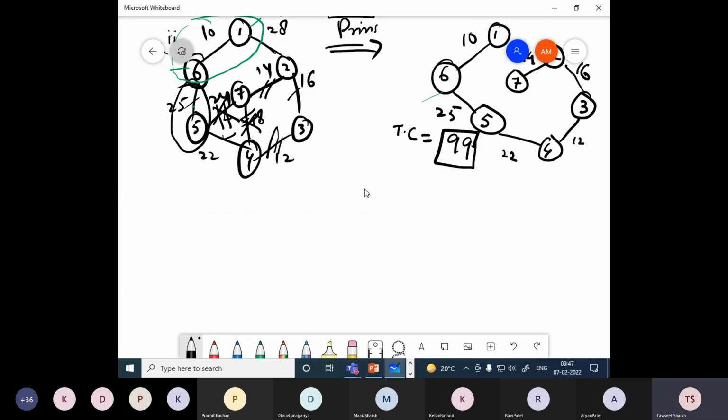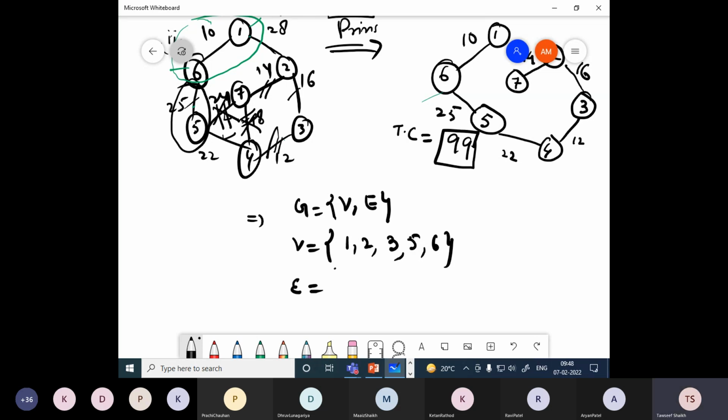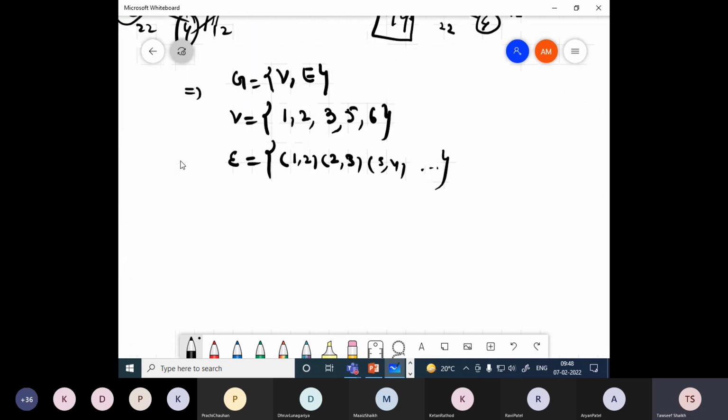So in bold terms, we can say that a graph is a set of two components: vertices and edges. In the initial example which we took, there could be 6 vertices in a graph, 1, 2, 3, 4, 5, 6. The edge is a connection between vertices. Between 1 and 2 there is an edge, between 2 and 3, between 3 and 4, the same way. Okay, and this is the definition of a graph.